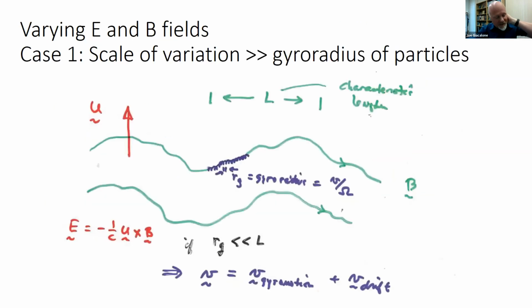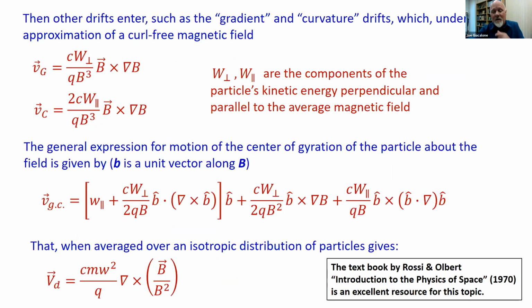But of course, constant fields are not what we see in the solar system, so we have to allow the field to fluctuate. But then there are a couple of limits. One limit is when the scale of variation is very large compared to the gyro radius of the particles. In that case, you can do something known as guiding center theory, and you come up with these equations. This is actually in the textbook chapter for this summer school.